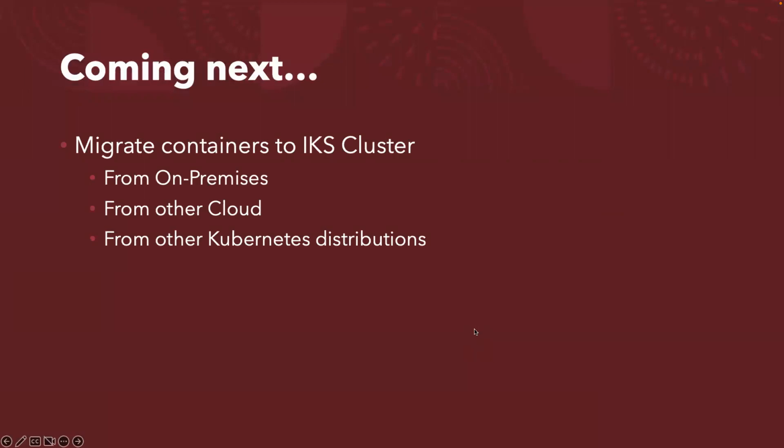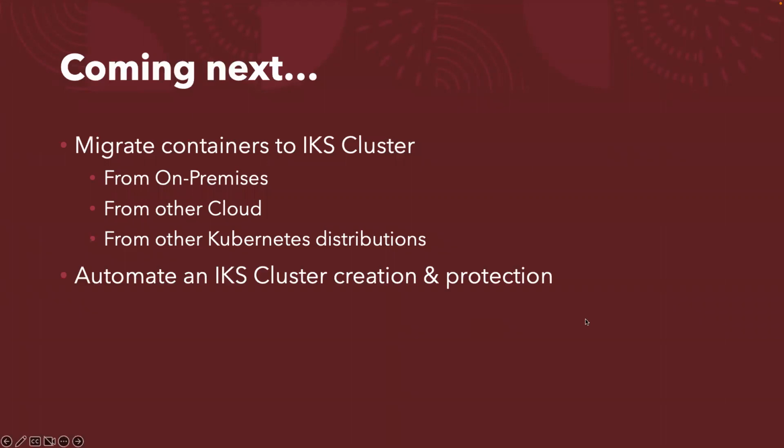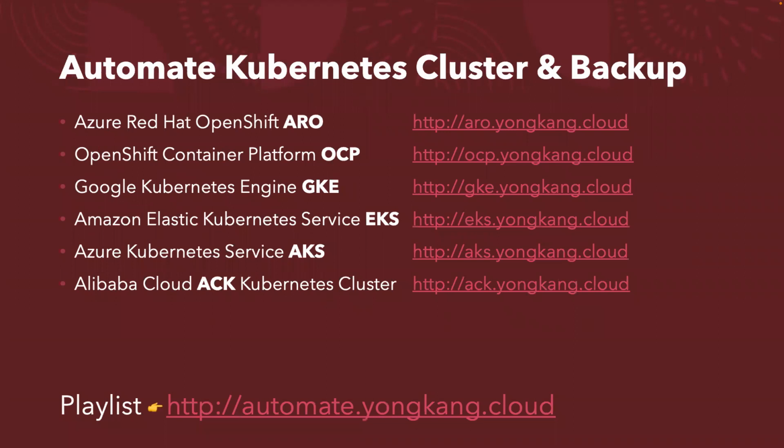Coming next, I'm planning to record a few videos to show you how to migrate containers from on-premises, or from other clouds or other Kubernetes distributions, to an IBM Cloud IKS cluster. I'm also interested in recording another video to show you how to automate IKS cluster creation and protection. Talking about automation, previously I already created multiple automations. Listed here, I have six automations covering pretty much the top five or six public clouds: how to automate an ARO cluster, an OpenShift cluster, how to create a GKE, Amazon EKS, Azure AKS, or even an Alibaba Cloud Kubernetes cluster.